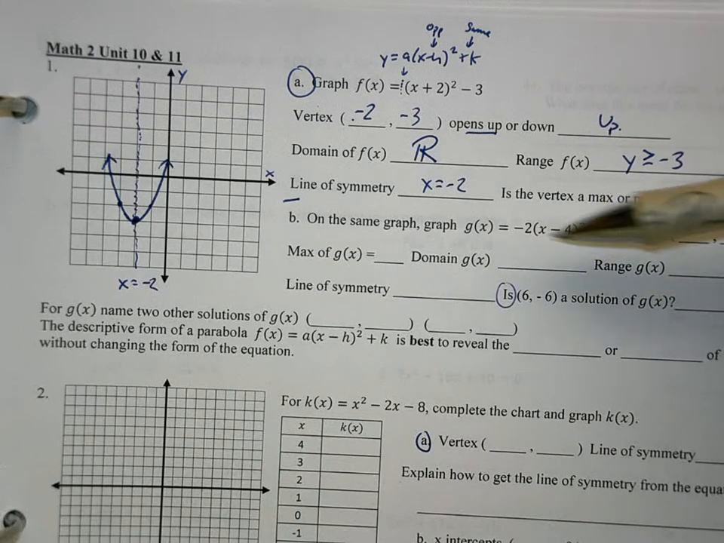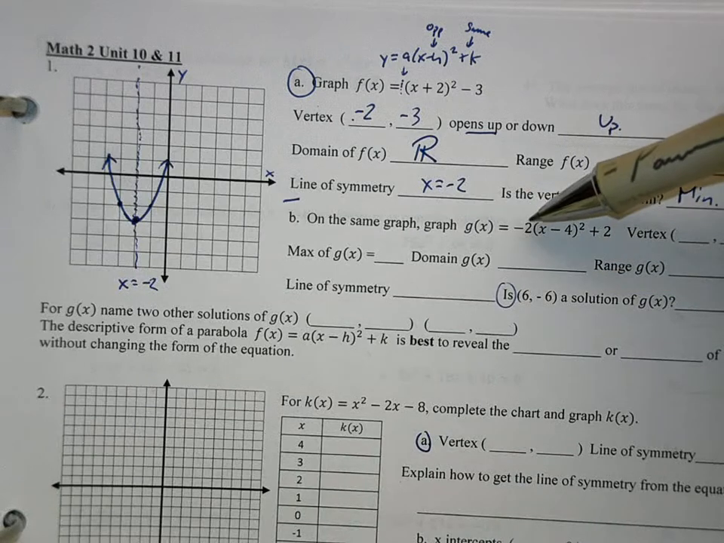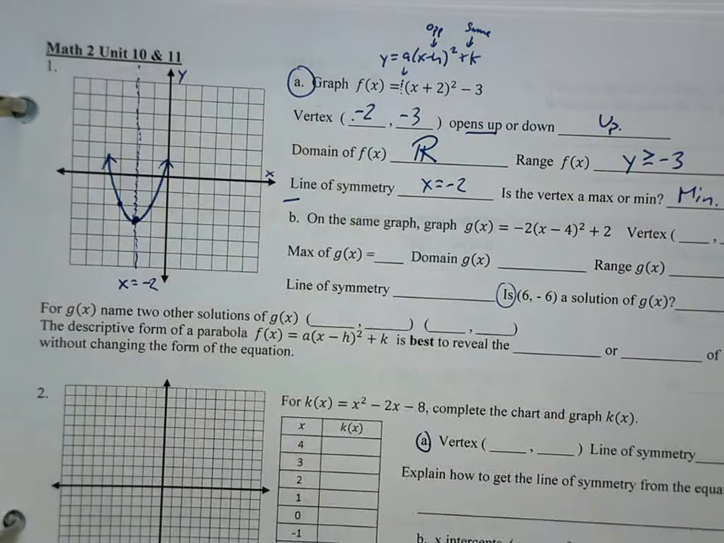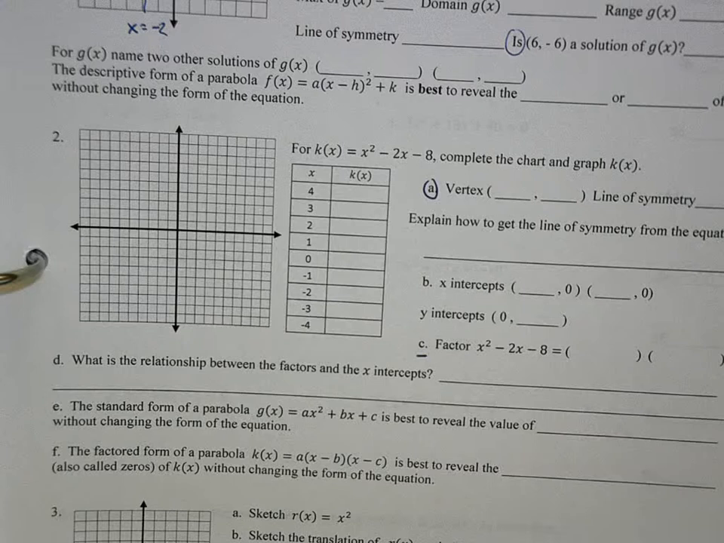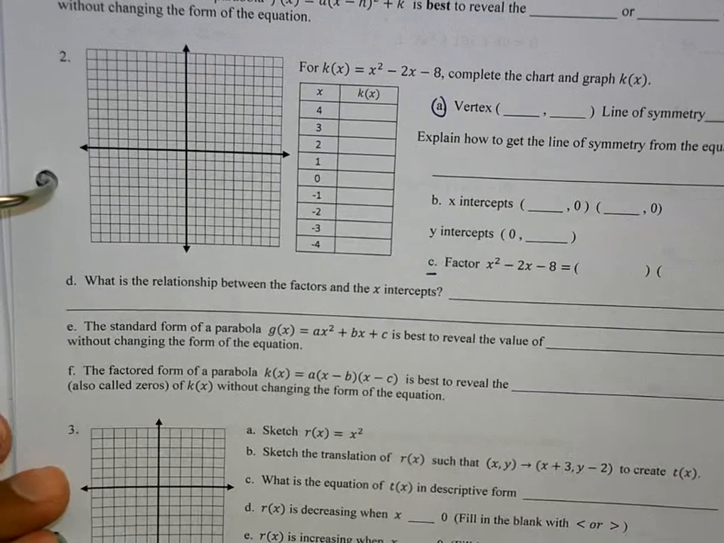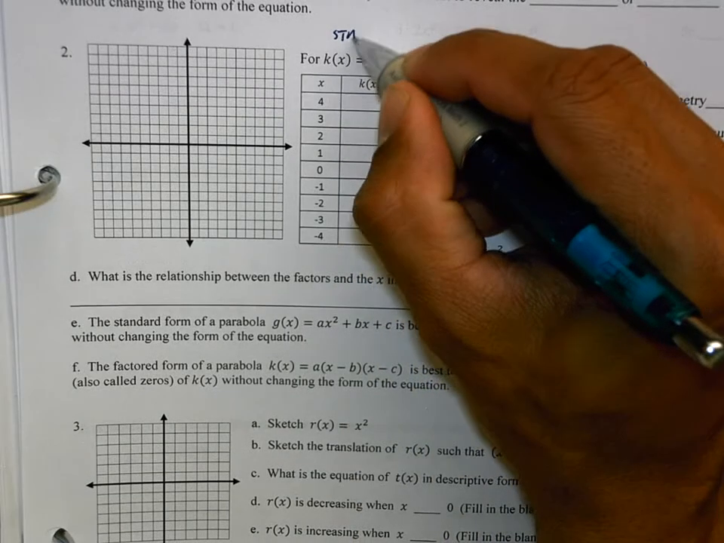Then part B is going to ask you to do the same thing. There'll be a difference because there's a negative a value, so it's going to open down. It's going to have a different vertex. It's going to be opposite, same, but you're going to graph that as well. I'm not going to touch the rest of that. You guys can work on part B. I want to jump to number 2A, because what happens when it's in standard form?